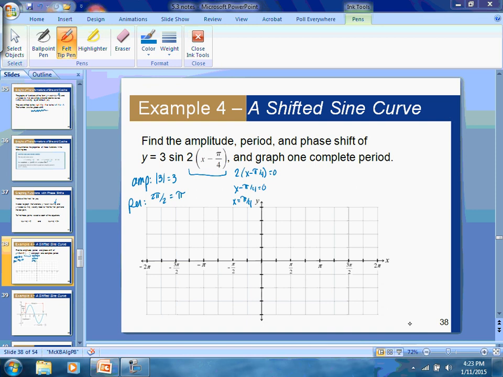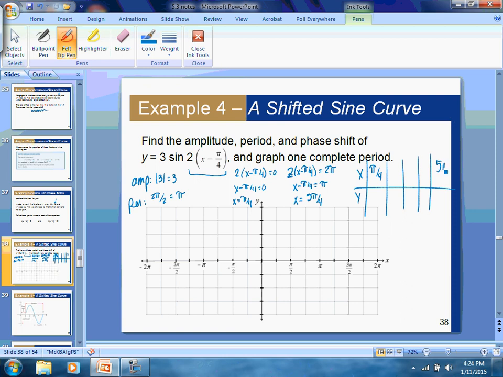Okay. And then I'm also going to do the 2, oops, that's a 2, and then x minus pi over 4, and I'm going to set it equal to 2 pi. So when I divide by 2, I get x minus pi over 4 equals pi, and then I'm going to add the pi over 4. So pi plus pi over 4, that's 1 1/4 or 5/4, so 5 pi over 4. Now that's going to be the last value in my table of values. Okay? So when I make my table of values now, I have x and y. I'm going to start with the pi over 4, and then I'm going to end with the 5 pi over 4.